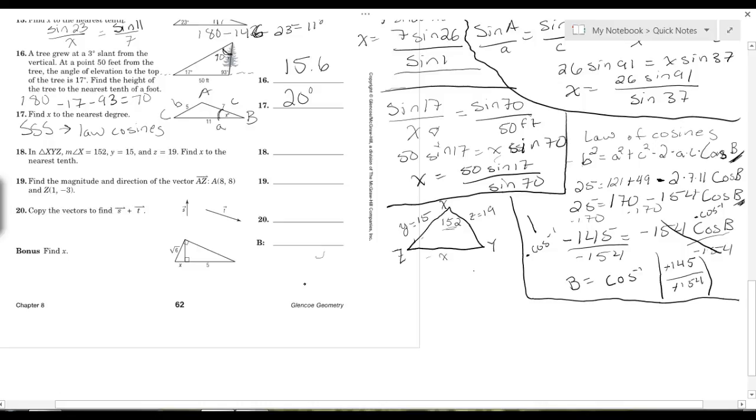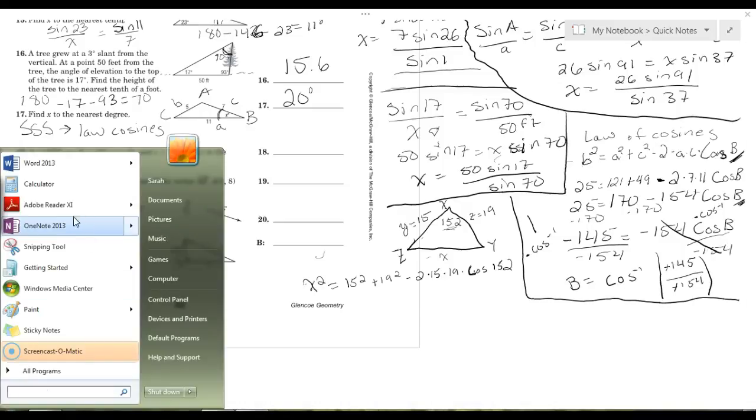So I want to find x, so x squared, I'm starting way over here because it's a long equation, equals 15 squared plus 19 squared minus 2 times 15 times 19 times the cosine of 152. So I'm going to go ahead and just start filling in what some of those numbers are.